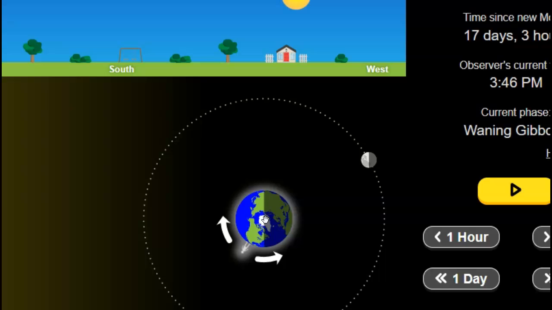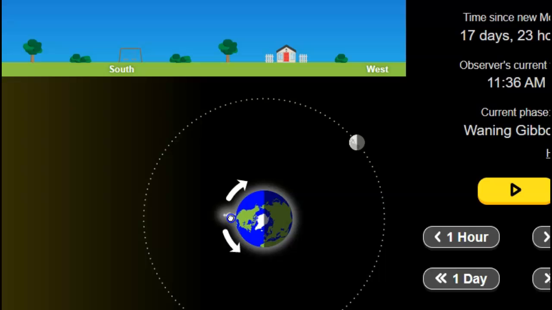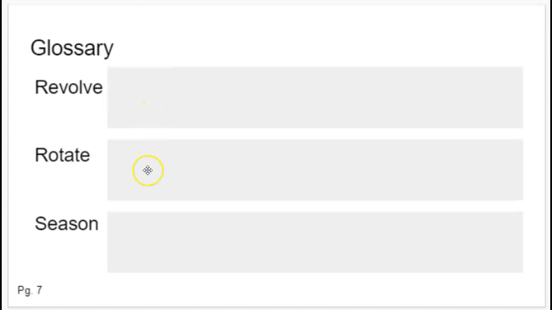So rotate means to spin. It takes 24 hours for the earth to rotate one full turn. 24 hours for it to rotate, and we call that a day. So on that other slide, let me get to it, we are defining the word rotate, to spin on its axis. And then our last vocabulary word is season.